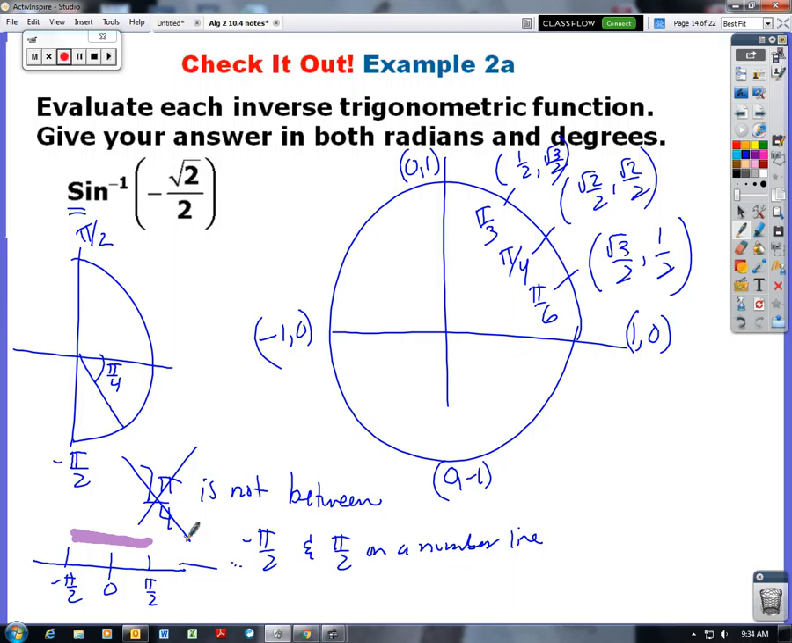But we can give it as negative pi over 4. Because negative pi over 4 is right here. And that is in the range. So our answer is negative pi over 4. That's the angle that's in the fourth quadrant, and it's also between negative pi over 2 and pi over 2 on a number line. So we have to proceed with great caution on this one. Notice also they want us to put this into degrees, so that would be also negative 45 degrees. So those are the answers we're looking for there.